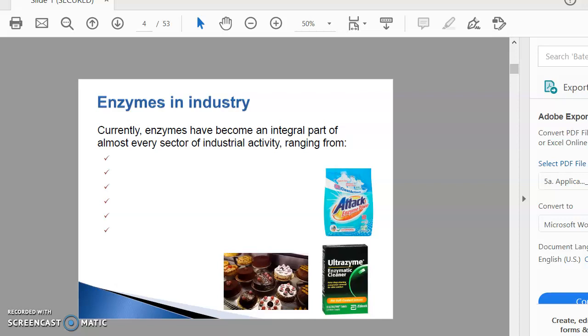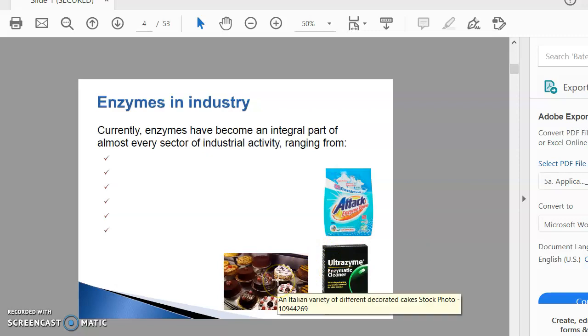For example, you can see here is the detergent. In detergent, they will put many kinds of enzyme, for example, protease, amylase, and also lipase to dissolve the carbohydrate, fat, and also protein on our clothes.